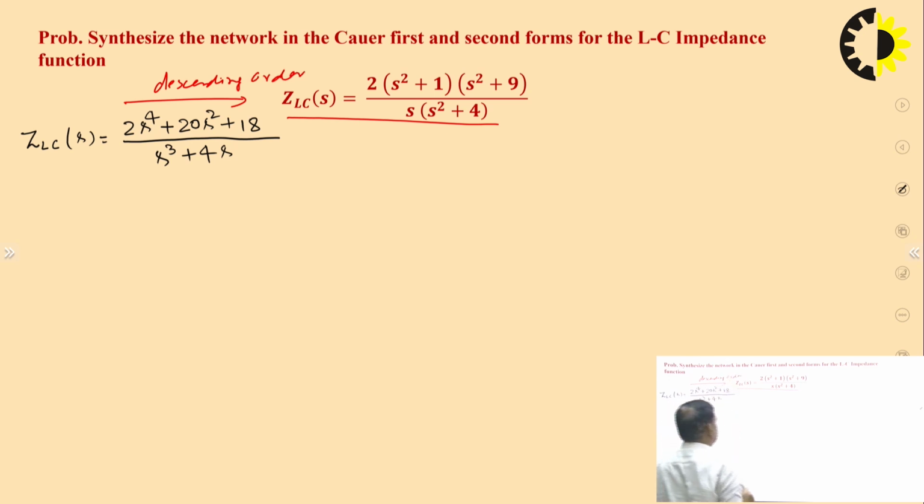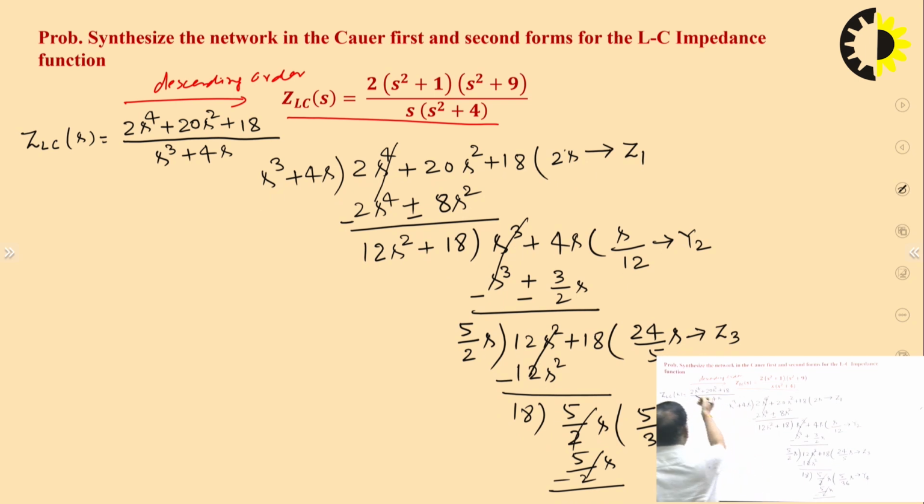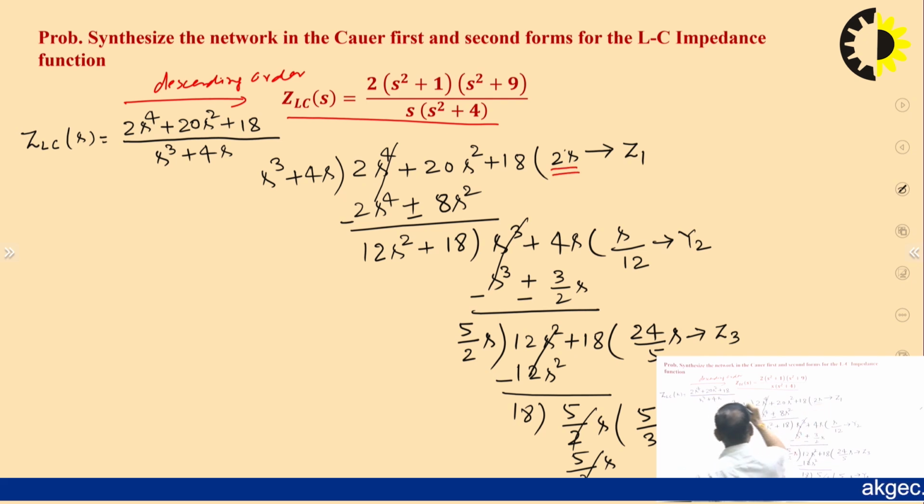And then we divide the numerator polynomial by the denominator polynomial. Here we can see that if we multiply this by 2s, we get this one, and if we multiply this, we get this one. So we get this. Now divide this function by this.